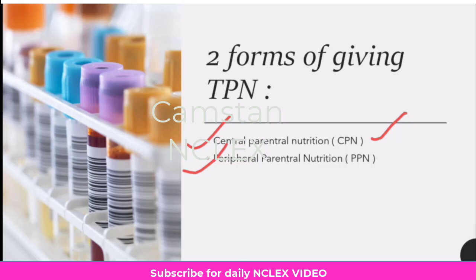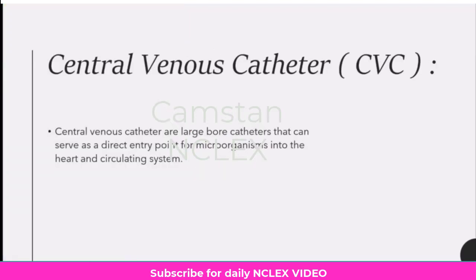And the second one is peripheral parenteral nutrition. In it, the nutrition is provided by a peripheral route, through a peripherally inserted central catheter. In it, two sites are preferred, that is brachial and cephalic. And this total parenteral nutrition is supplied by using a central venous catheter.